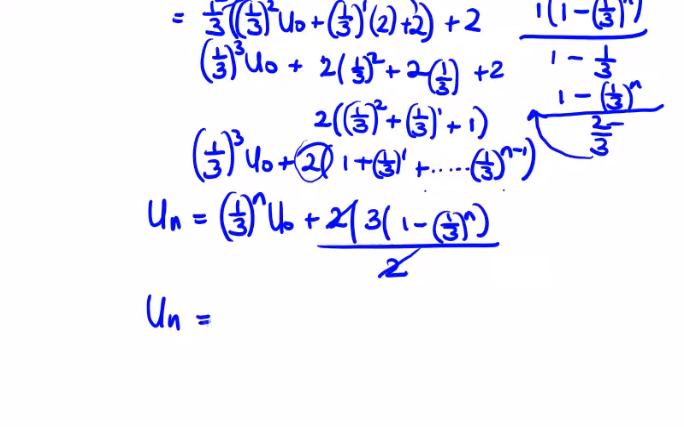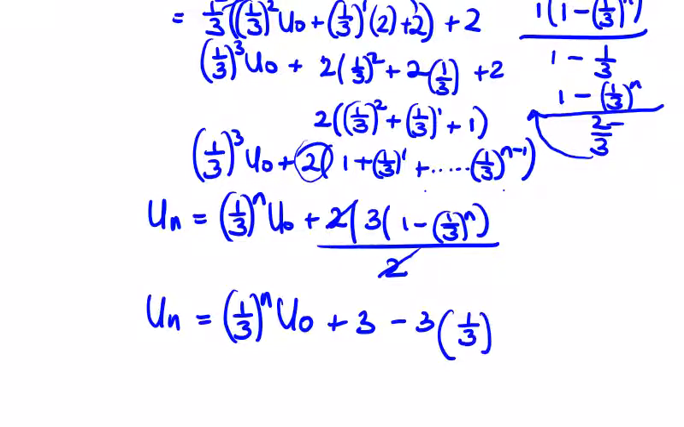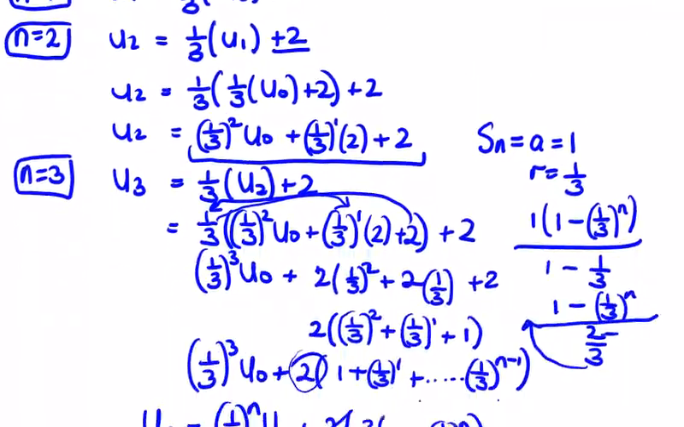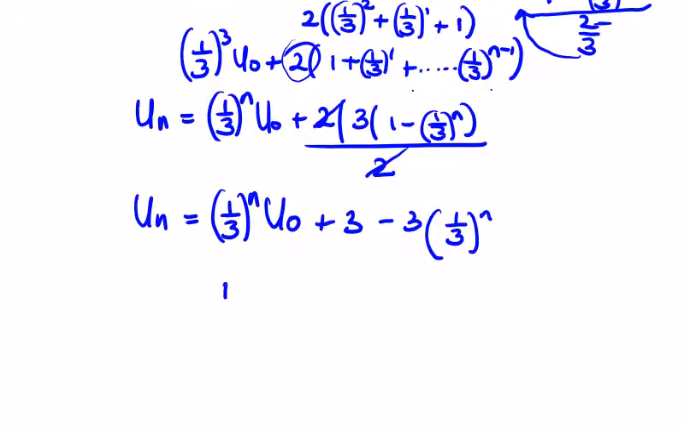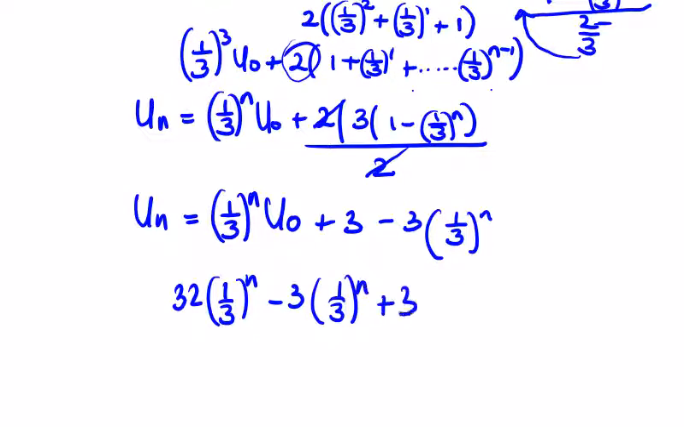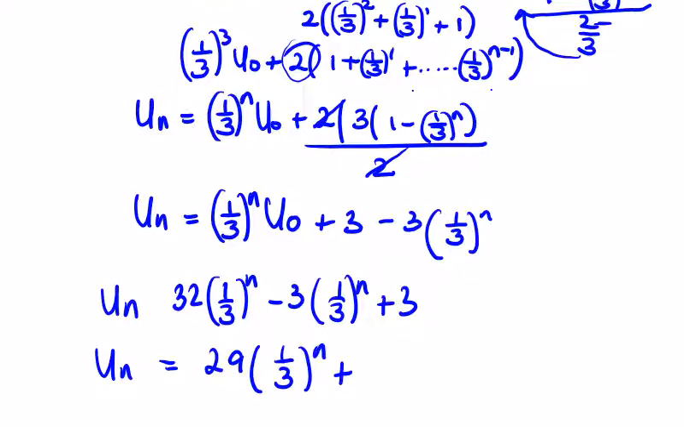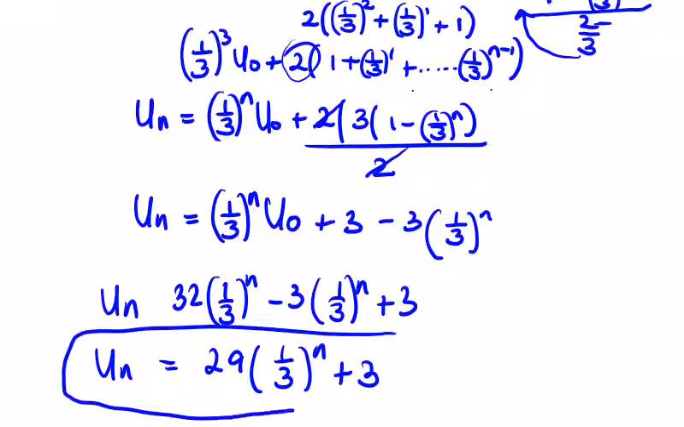So un becomes a third to the power of n times u0 plus, multiplying it out, 3 times 1 minus 3 times a third to the power of n. So what was u0 in this case? u0 was 32. So we're going to get a third to the power of n, 32 of them, minus 3 of them, plus 3. This is un, so un becomes 29 of them. 29 times a third to the power of n, plus 3 to solve this difference equation.